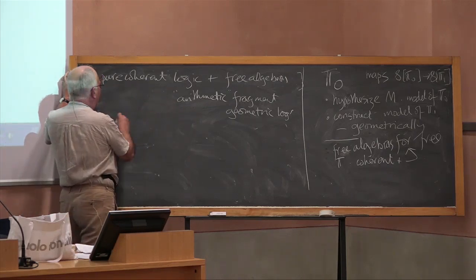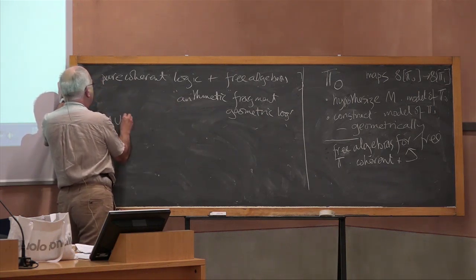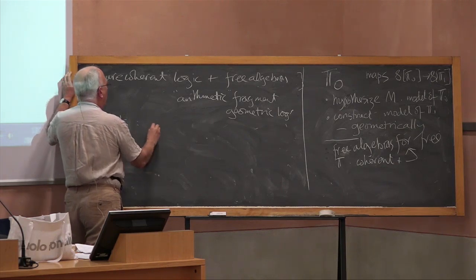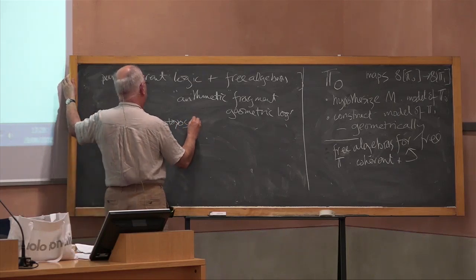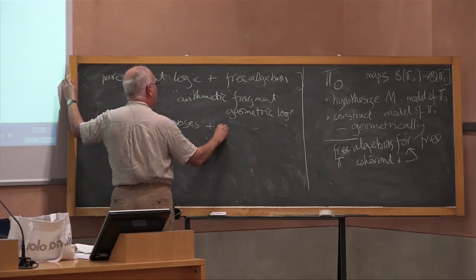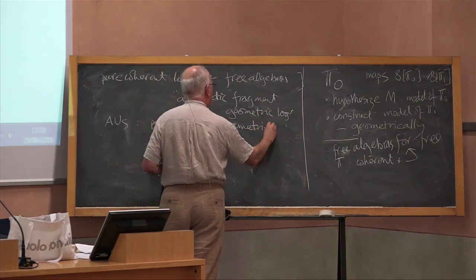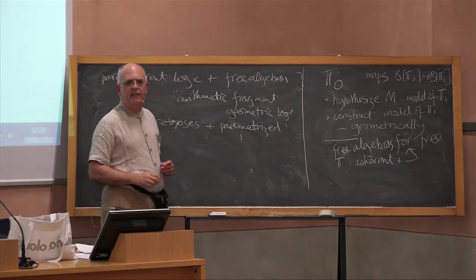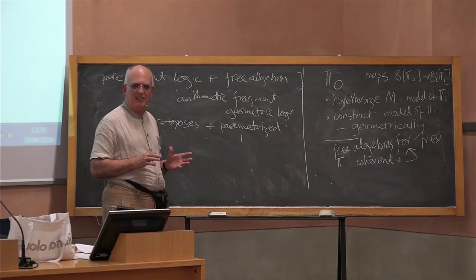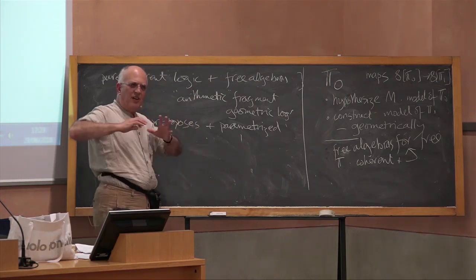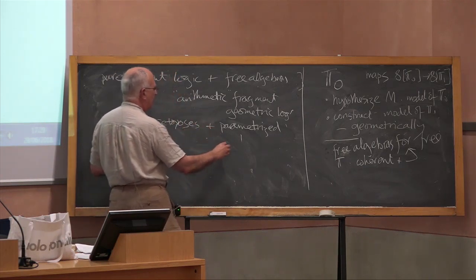So categorically, these come down to arithmetic universes. I'll just write AUs, which are pre-toposes plus parameterized list objects. So I think, where's Millie? I think you actually first homed in on this particular definition, didn't you? Yeah, there were various conjectures about what a good definition was before Joyal invented them in the first place.